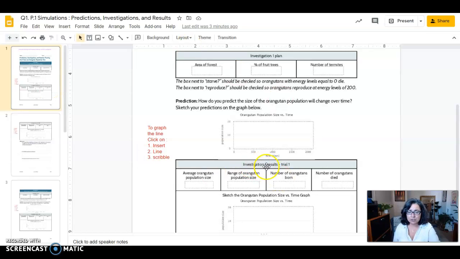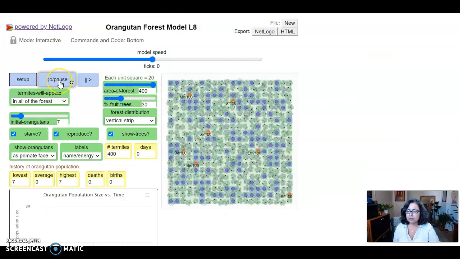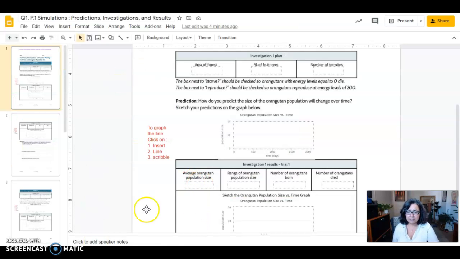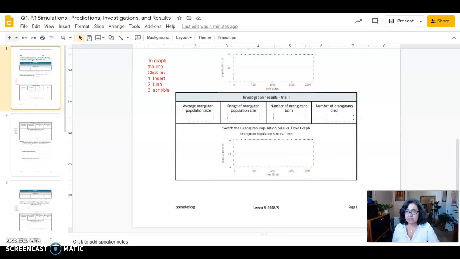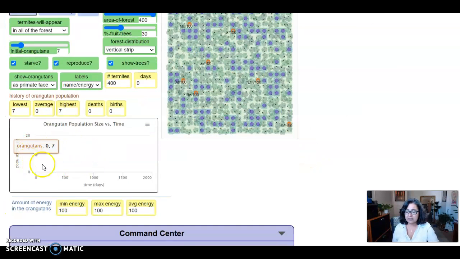So here's investigation 1 results, trial 1. For trial 1, you're going to let it run for 2,000 days. And when it stops, go ahead and record the numbers that you get in these boxes, okay? And you have to see where the information is for these. Then you're going to copy the graph that you get. You are going to get a graph here after the simulation is over. And then you're going to draw that.